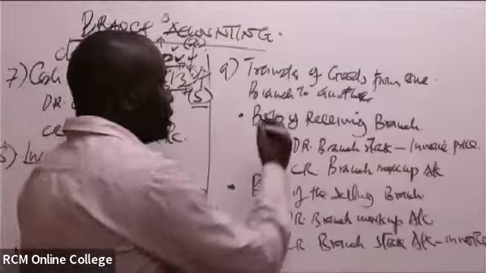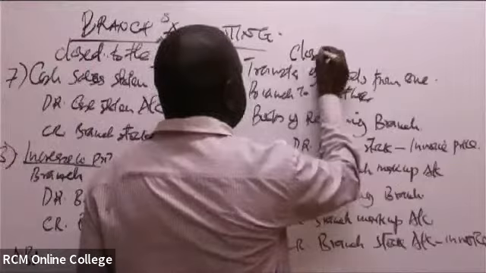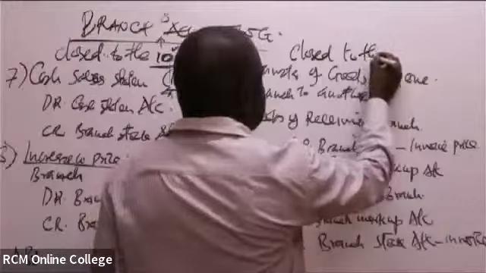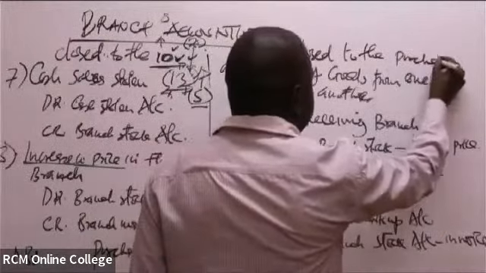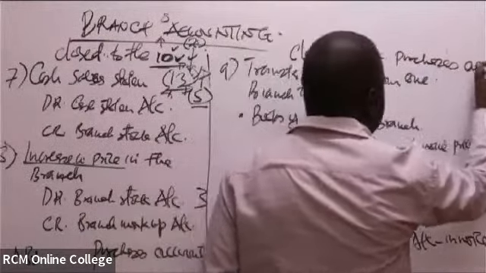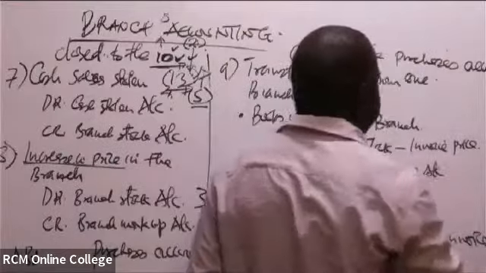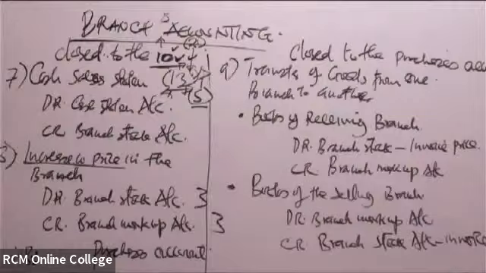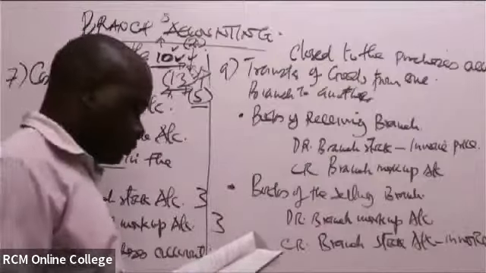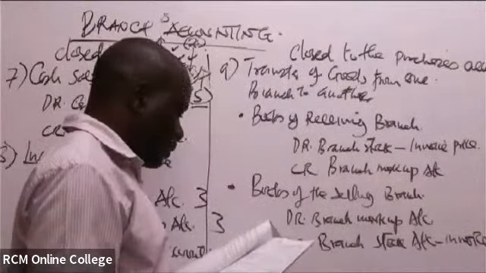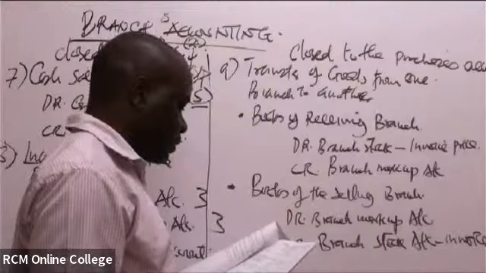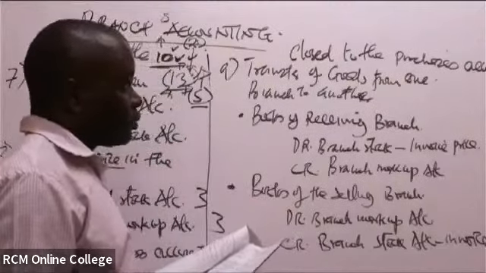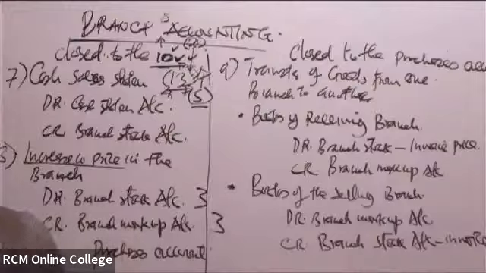It will be closed to the purchases account. So that is what will happen with the goods sent to the branch account. Then in this case, you can write another NB number 2.